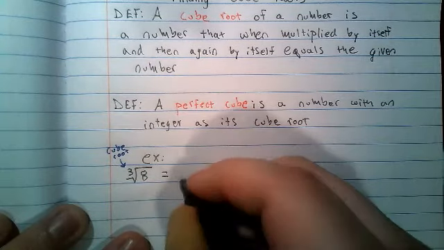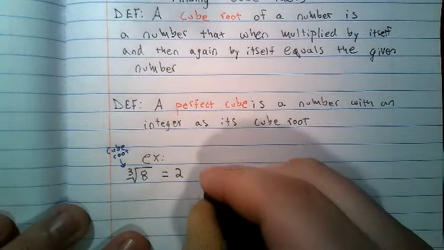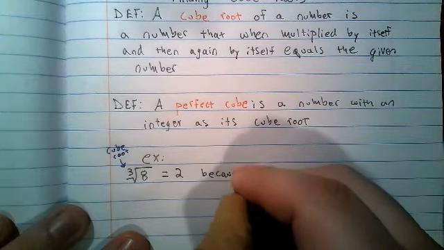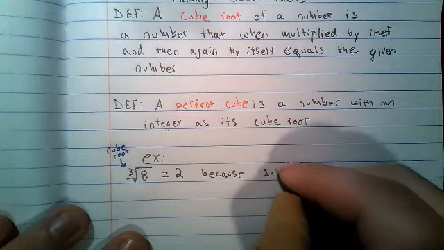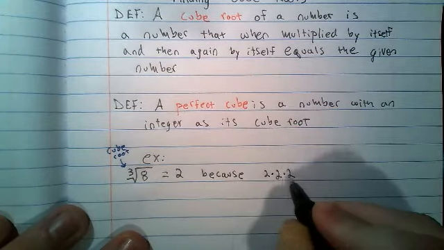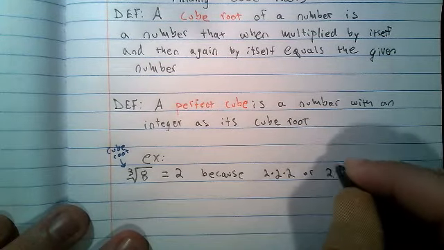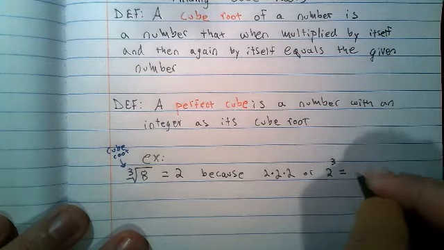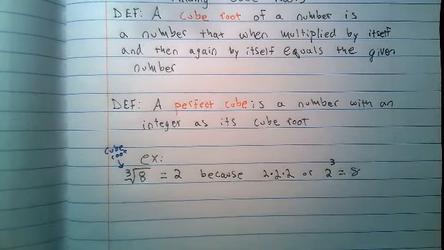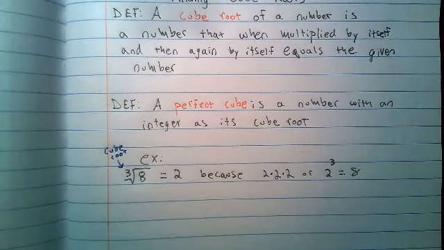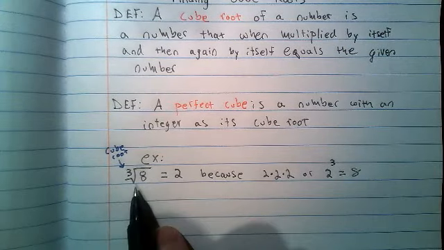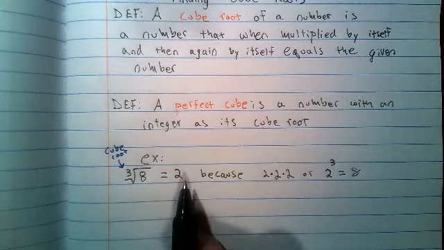is equal to 2, because 2 times 2 times 2, right, 3 of them, or 2 to the third is 8. So 2 times 2 times 2 gives me 8, therefore the cube root of 8 would be 2.